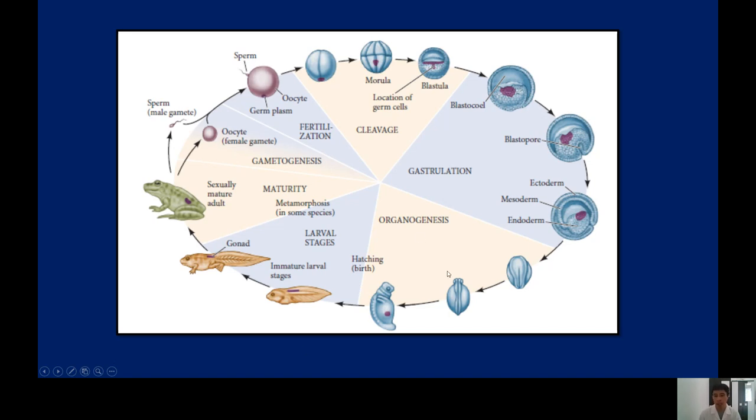During organogenesis, there will be the formation of many organs, the entire organs, starting from very basic formations and then continuing to definitive and very distinctive formations of specific organs. As you see here, after hatching the individual will enter the larval stage, and then the stage of maturity, where the female and male will be sexually mature and ready to produce sperm or oocytes, and then the life cycle will continue again and again.